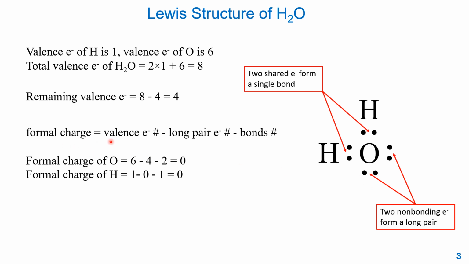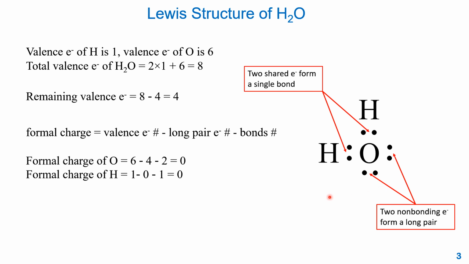Now, the formal charge calculation, this is the formula. The valence electrons number for oxygen is 6. There are 4 lone pair electrons, 1, 2, 3, 4, so minus 4, and there are 2 single bonds, so minus 2. That's 0. The formal charge of oxygen is 0. Formal charge of hydrogen: 1 valence electron minus 0, since there's no lone pair on the hydrogen, and there's 1 bond, so minus 1. That's 0. That's perfect because that's minimized.